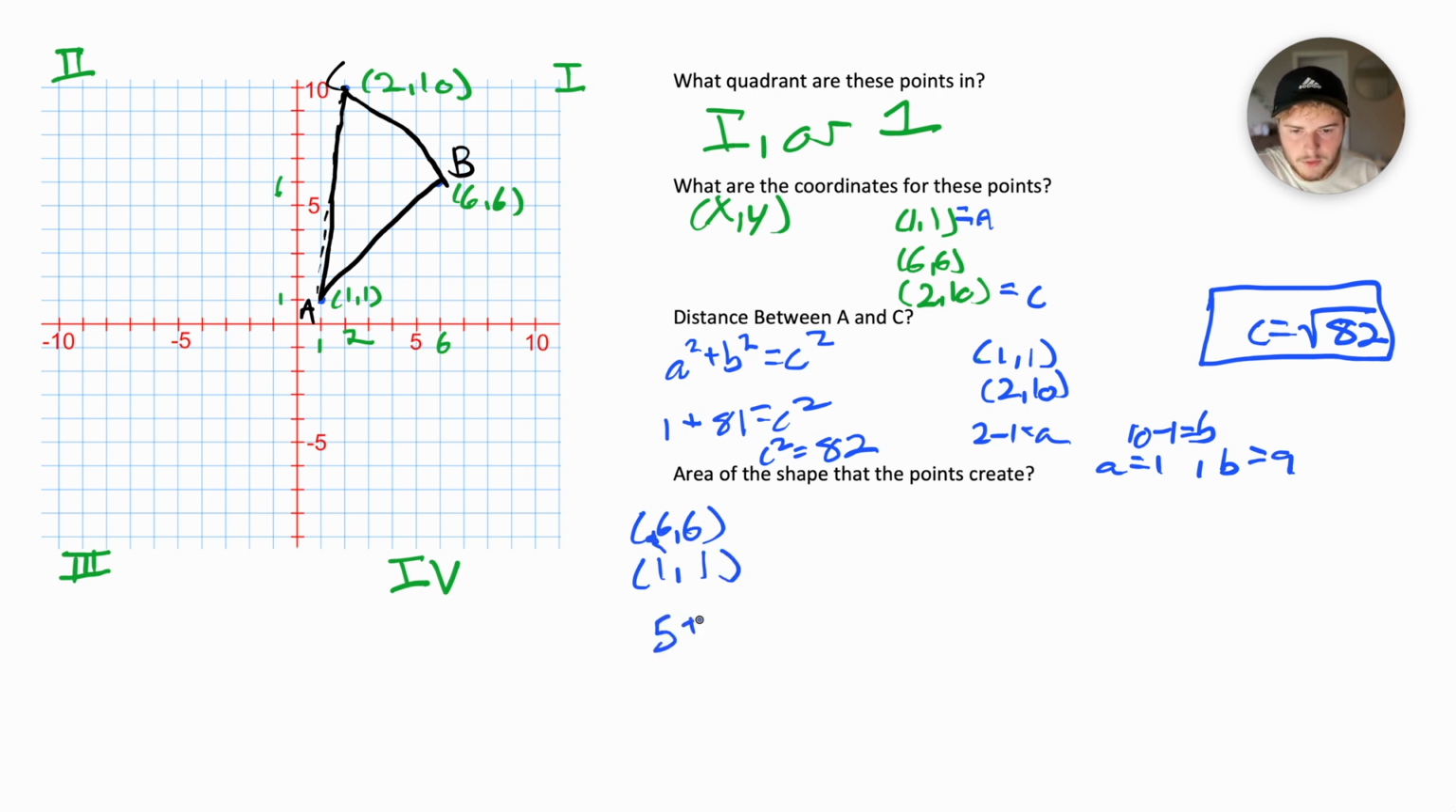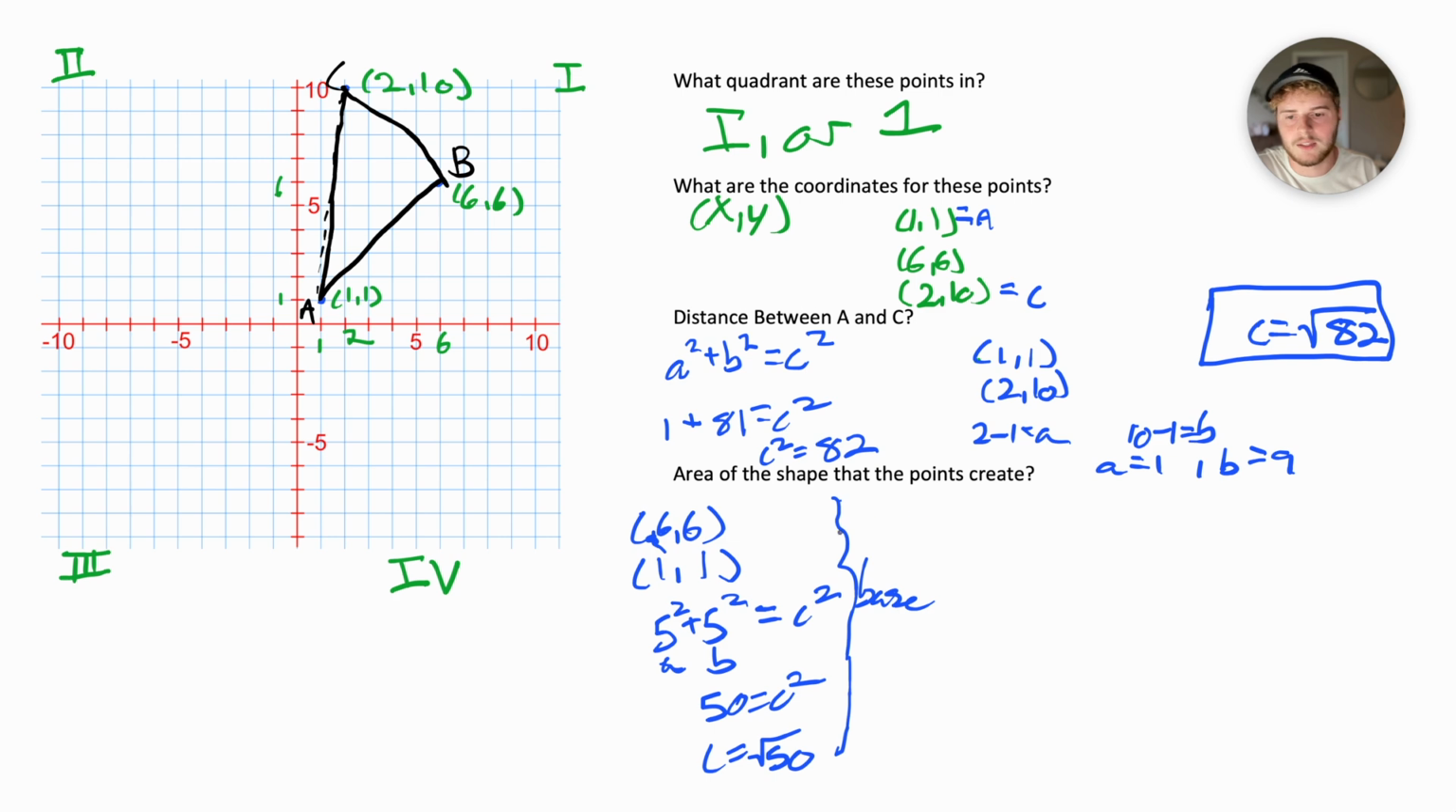So we got 5 and 5 as the differences here. So this is A, B, square that, and then we're going to find c squared. So this is saying that 50 equals c squared, which is c equals the square root of 50. And this will be what we would call the base right here. As a reminder, the equation for the triangle is base times height all over 2.